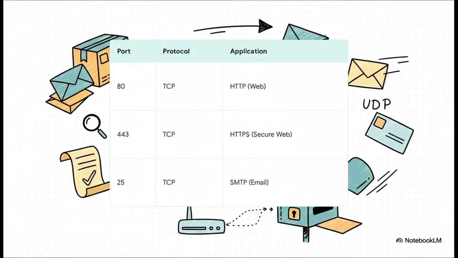And some of these port numbers are basically famous. The first 1,000 or so are called well-known ports, and they're reserved for standard services. So when your web browser wants a web page, it knows to send a TCP request to port 80 or port 443 for a secure site. Your email app knows to talk to the mail server on port 25. These standards are what make the internet just work.